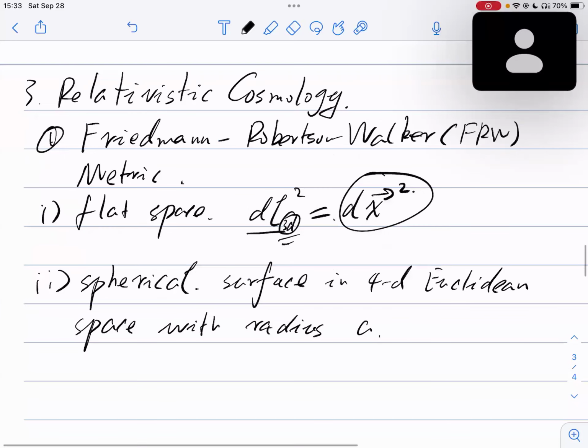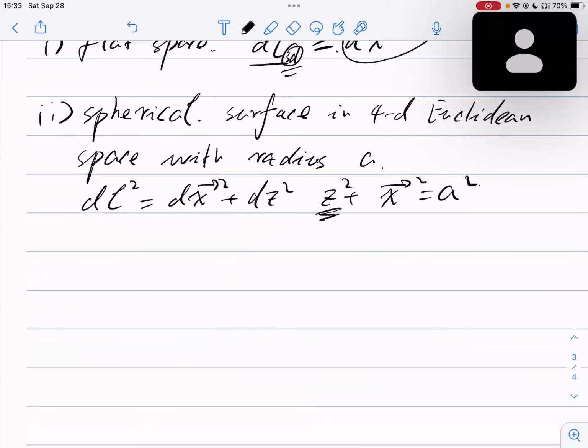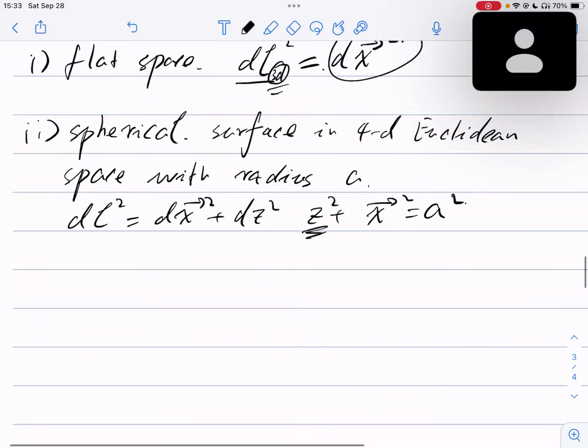And we can represent the line element as dl squared equals dx squared plus dz squared, and z squared as a squared minus x squared. Yeah, this is just a parameter. To understand this situation more intuitively, we can make another analogy in a lower dimension. Now we just consider a two-dimensional spherical surface in three-dimensional Euclidean space.